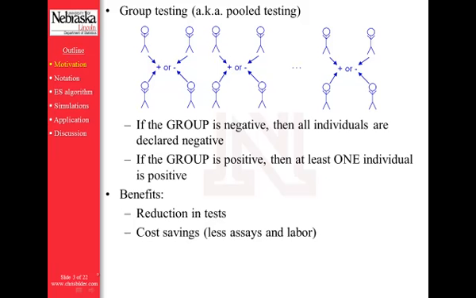Now, the benefit of using group testing is that you can have a very large reduction in the number of tests overall that are needed to screen a particular population. And if you're doing fewer tests, then you're going to probably observe some kind of cost savings as well.